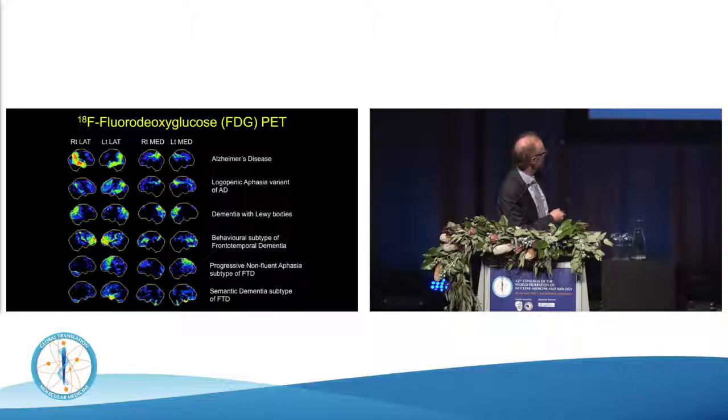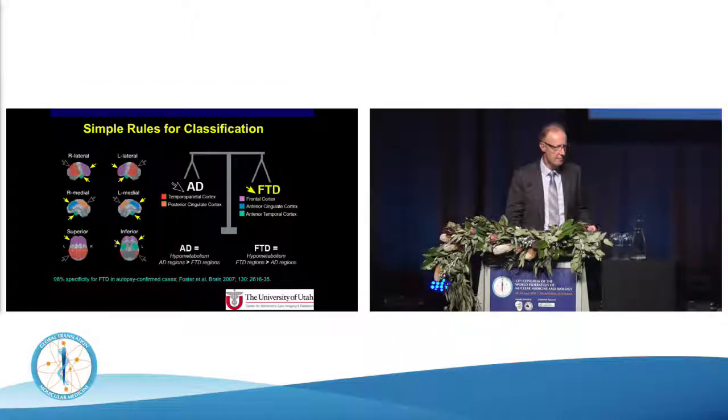Progressive non-fluent aphasia subtype of frontotemporal dementia, as I mentioned, dorsal part of the left frontal lobe, both lateral and medial. Semantic dementia, another speech problem, presents with anterior temporal lobe hypometabolism on the left. So they're the main patterns you need to remember. Once you've got all those in your head, you're pretty right for reporting FDG PET. Simple rules, though. Unfortunately, in real life, particularly in the very elderly, you get a bit of this and a bit of that, some frontal reduction, some parietal reduction. Which way are you going to go with your report?